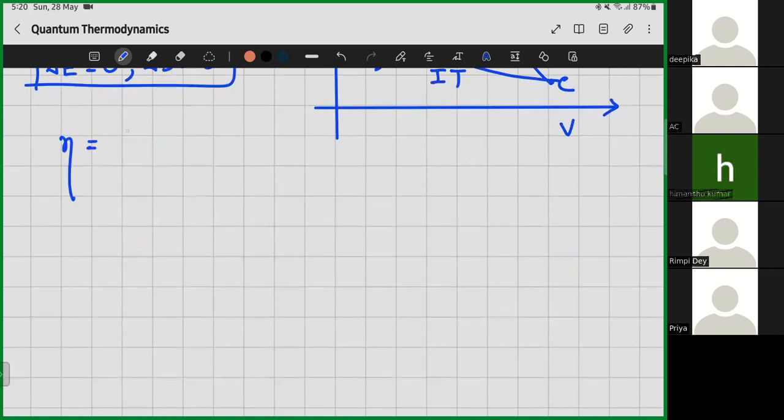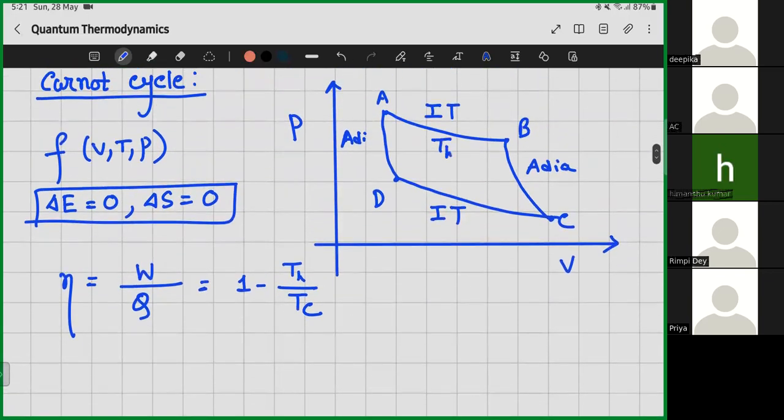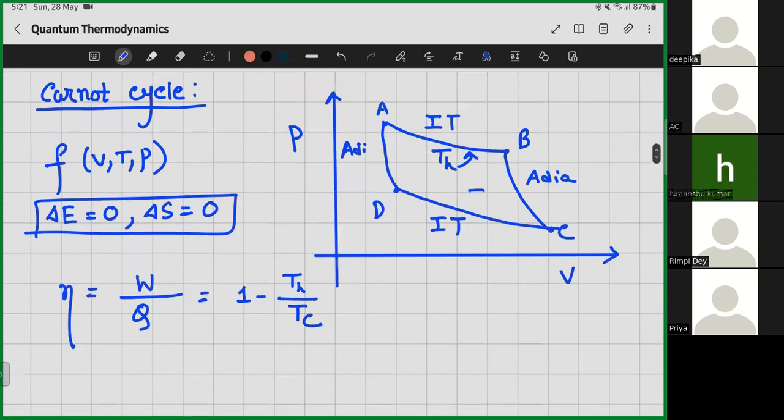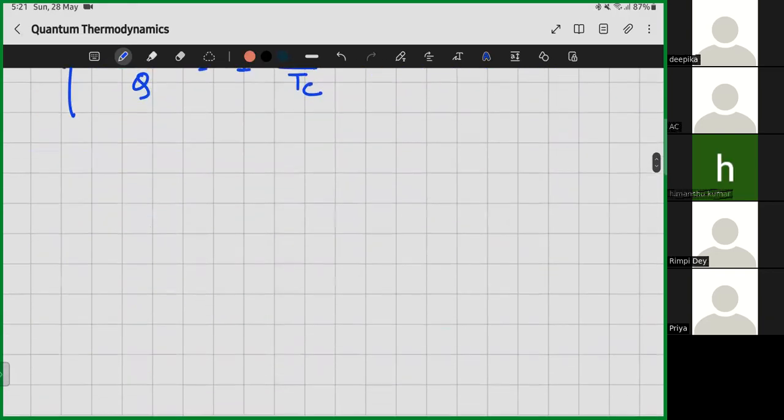We know the efficiency is defined like the work done by the system and the heat absorbed. And for the Carnot cycle, the efficiency is 1 minus TC by TH. TH is the higher temperature and TC is the lower temperature. This is divided by TH, and this is TC. Okay, this is the Carnot cycle.